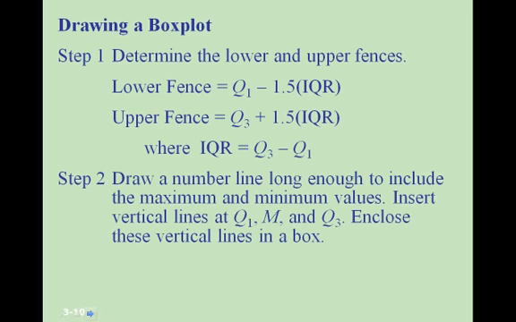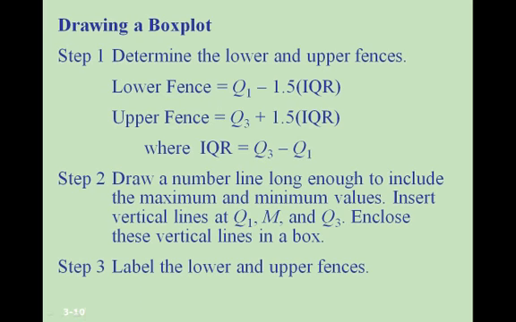Step 2, we draw a number line long enough to include the maximum and minimum values, and insert vertical lines at Q1, the median, and Q3. We enclose these vertical lines in a box. Step 3, we want to label the lower and upper fences.